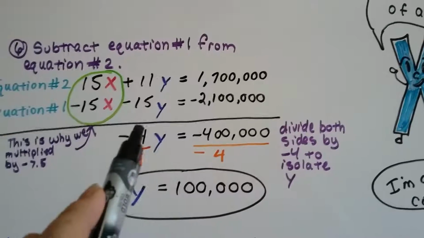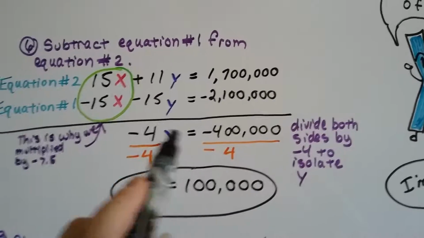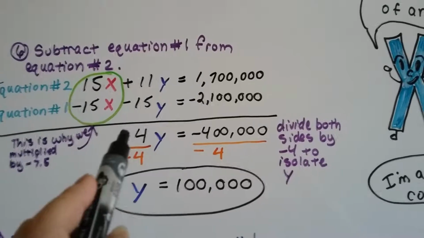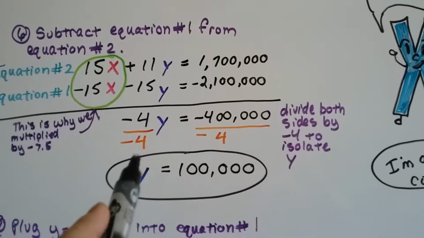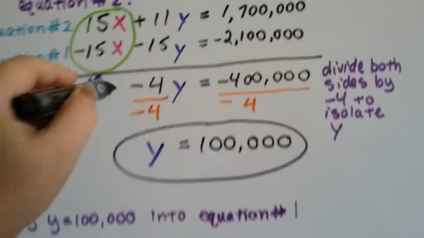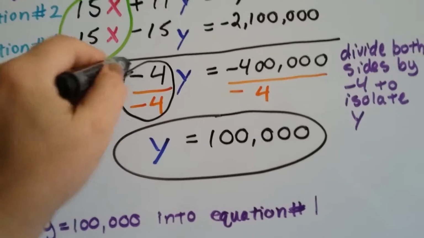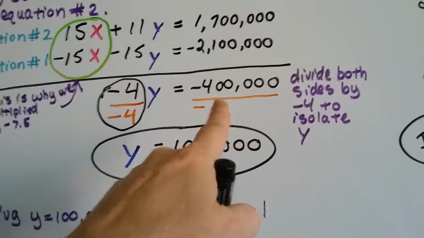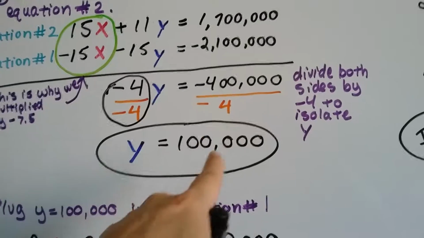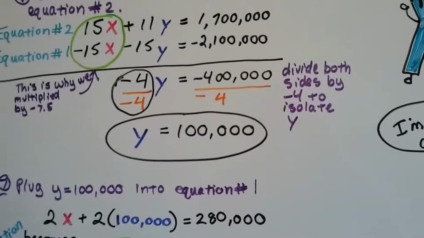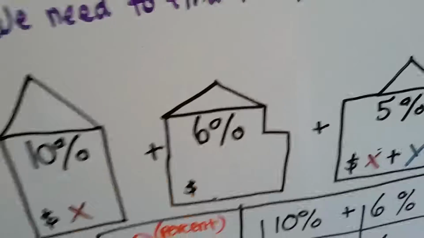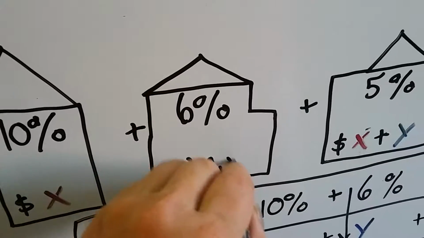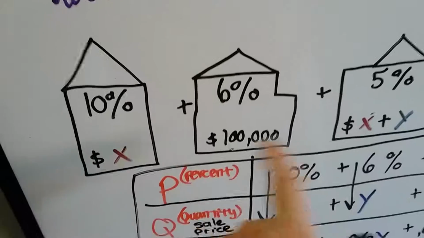So now, because negative 4y means multiply, we're multiplying to the variable, the inverse operation to get rid of that negative 4 is division. So we're going to divide both sides by negative 4. What's going to happen is this is going to turn into a 1, and it'll isolate y. Negative 400,000 divided by negative 4 becomes 100,000. That's the price of the house for y. So now we know that this house right here is not y. We know it's 100,000. 1 down, 2 to go.